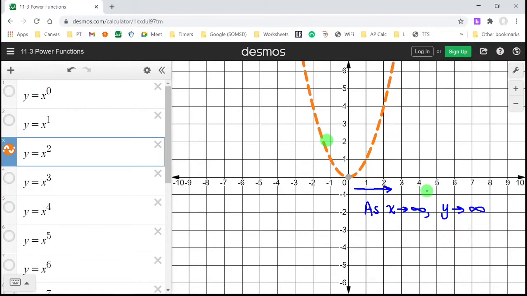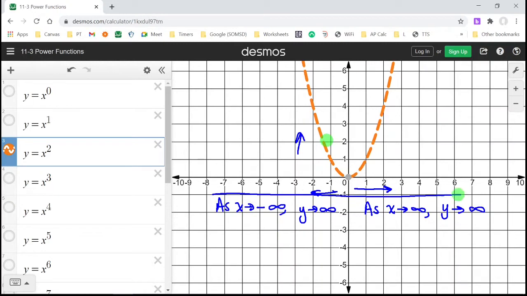What about on the left? We talked about what's happening on the right. What about on the left? On the left, going this way, as x approaches -1, -2, -3, -4, -infinity, as x approaches negative infinity, what are the y's doing? The y's are also going up. So y approaches positive infinity, or just infinity.